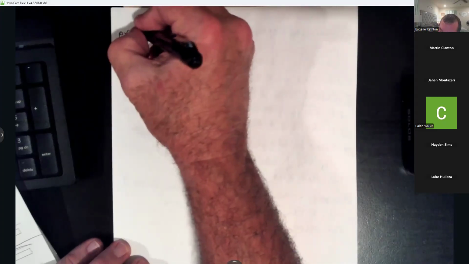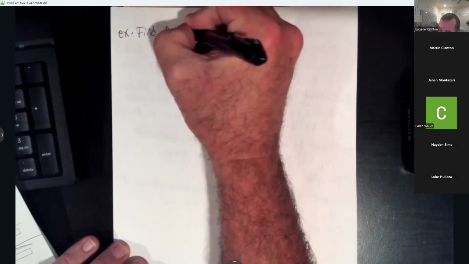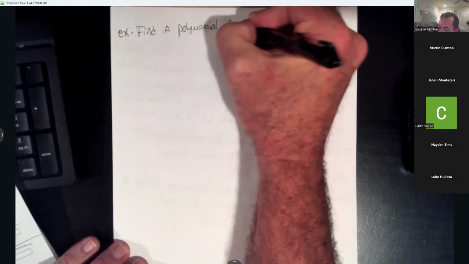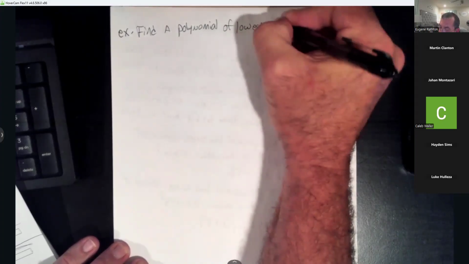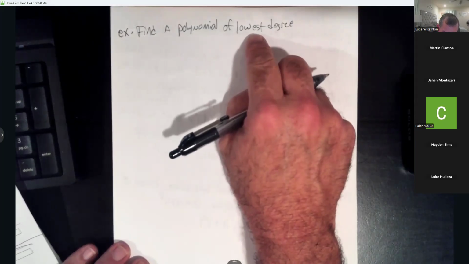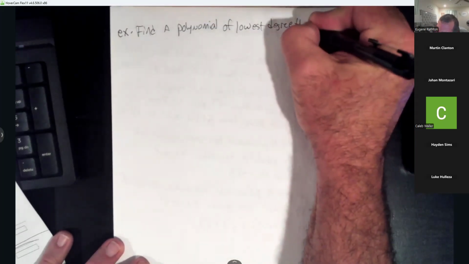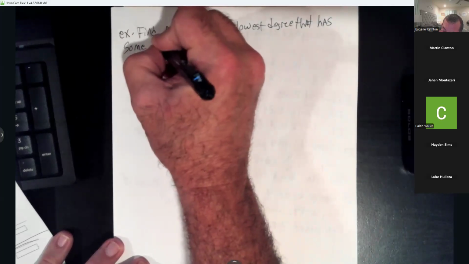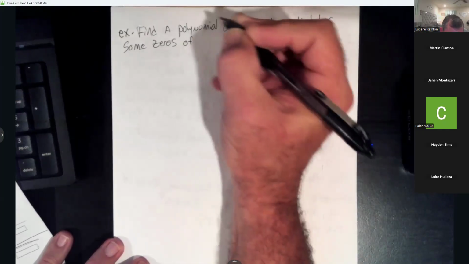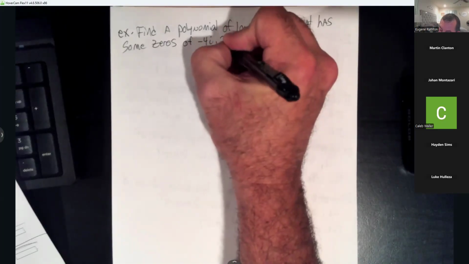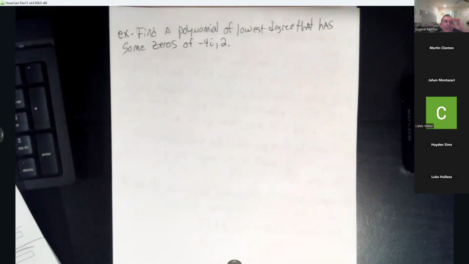So for this example, we're going to find a polynomial of lowest degree. They're not telling me what my exponent will be this time. That has some zeros of negative 4i and 2. So that's what they're giving me.